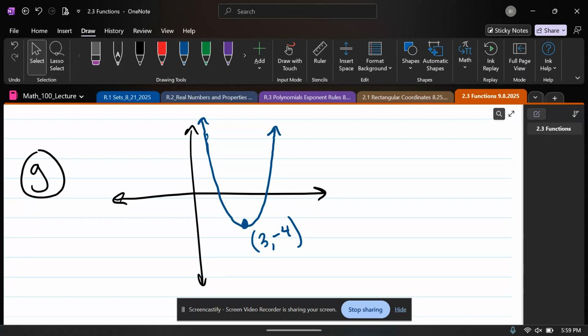Now, anybody remember what that's called? A parabola. Yeah, that's a quadratic equation. It's a parabola. It doesn't matter if you know that's what it's called or not. It's nice that we remember a few things.